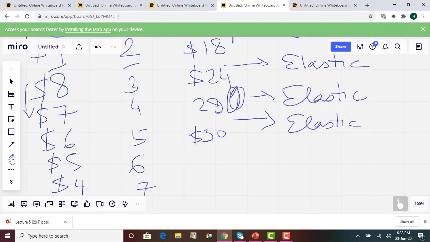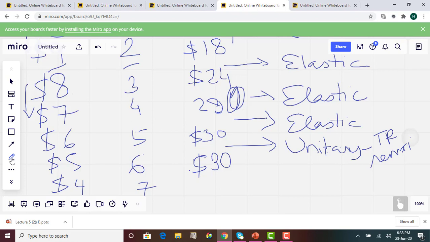How about in this case? Price went down, but revenue remained the same. This time revenue did not go up, revenue actually remained the same. So although your price decreased by $1, your revenue did not change. So this will be unitary elasticity, because your total revenue remains the same. Okay, and let's move on to the next one.